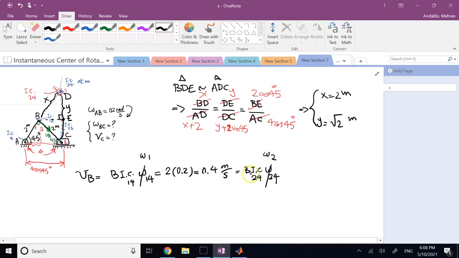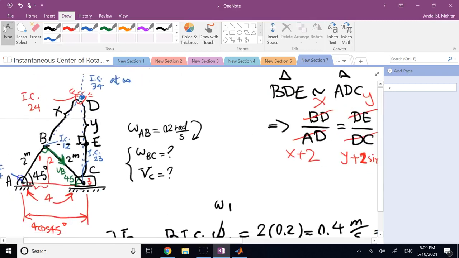Now this distance B to IC is clearly x, and x is 2. So 2 omega 2 is now equal to 0.4, so it means omega 2 has to be 0.2 radians per second. I found one of the unknowns, because this is the same as omega BC, correct? This guy is the same as omega BC, because BC is 2. So I found one of them.